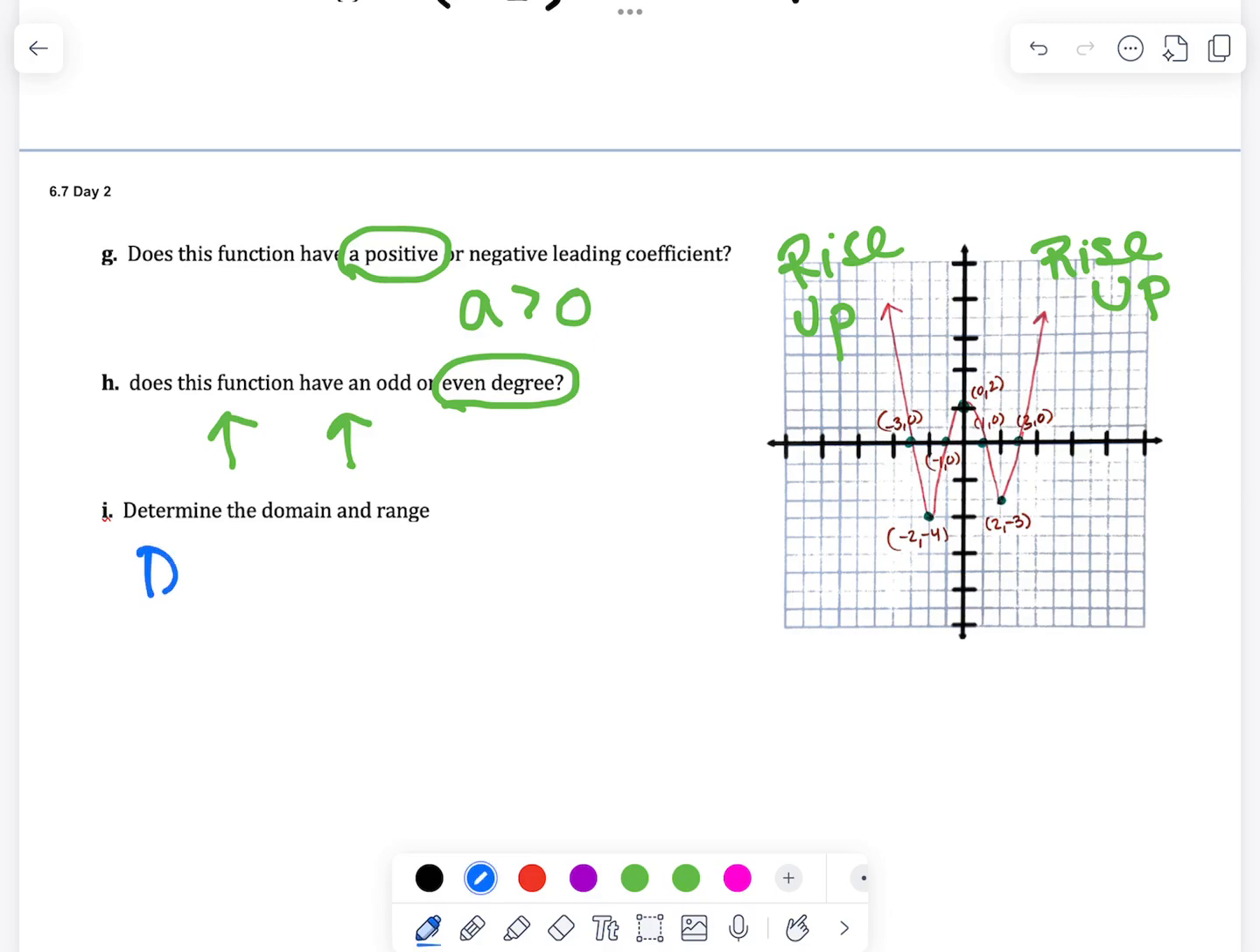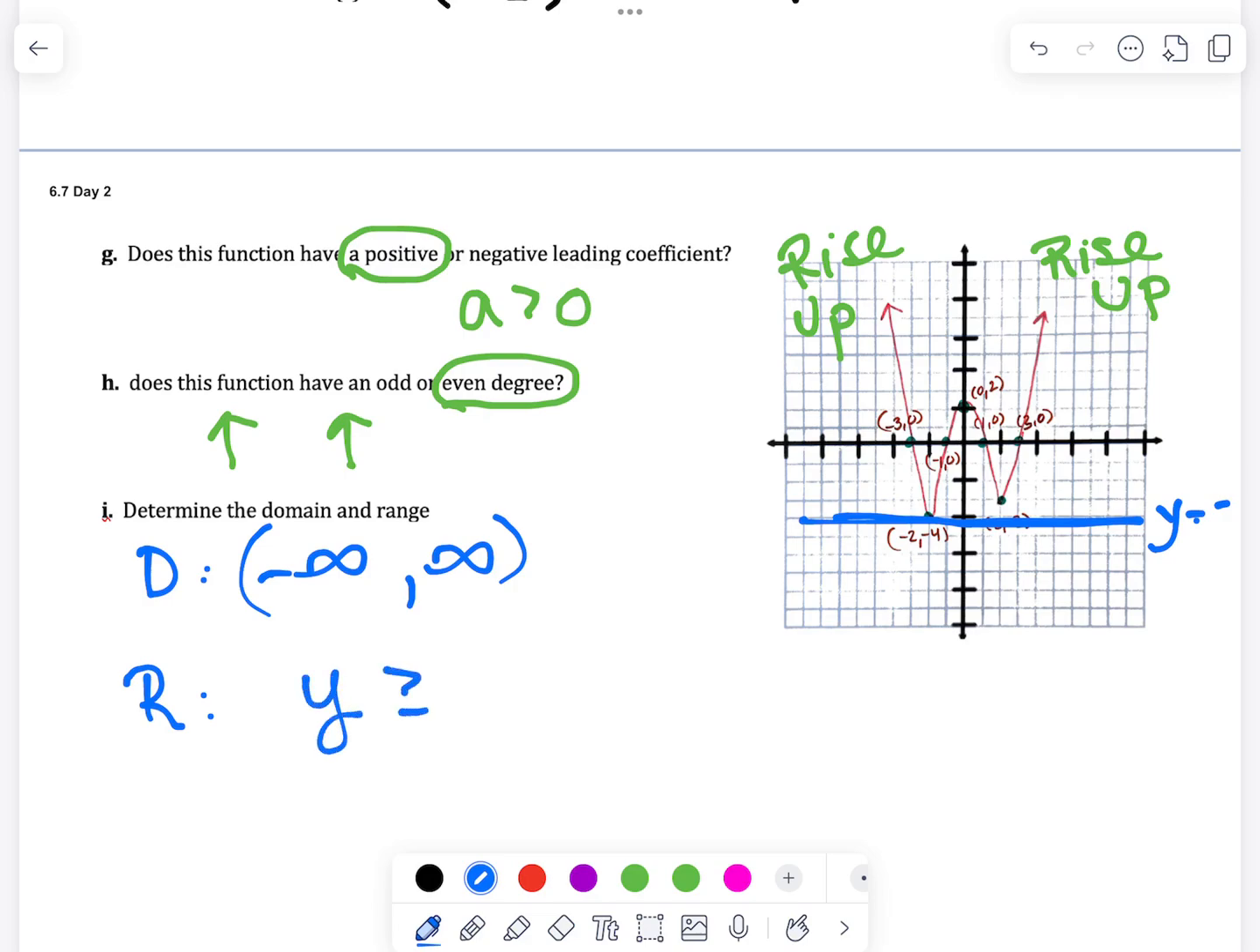Our domain is negative infinity to infinity. And now our range, the lowest y number right here, is at y equals -4. So y greater than or equal to -4.